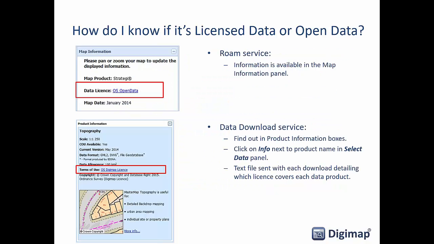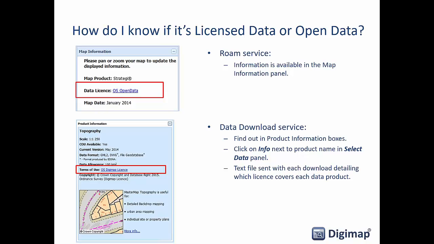So how do you know if a data product is licensed data or open data? Within Roam, there is a map information panel on the left-hand side of Roam. You can open that and it will tell you which data license applies to the map that you're looking at. Similarly, in the data download service, you can find out what the license applies to the product that you're wanting to download if you look at the product information boxes for each product. Next to each product in the list on the left-hand side is an info button. If you click on that, it opens a little pop-up window that will tell you the terms of use and the data license in there.